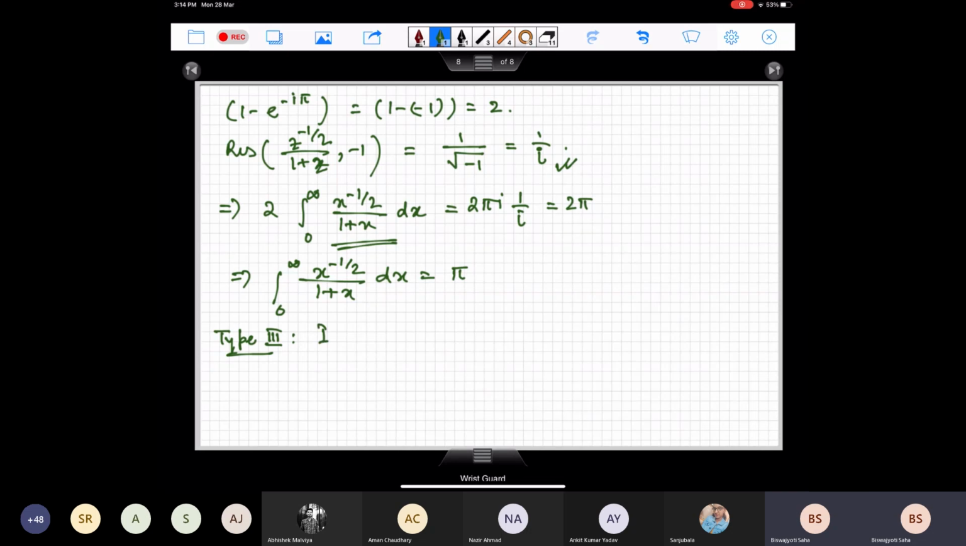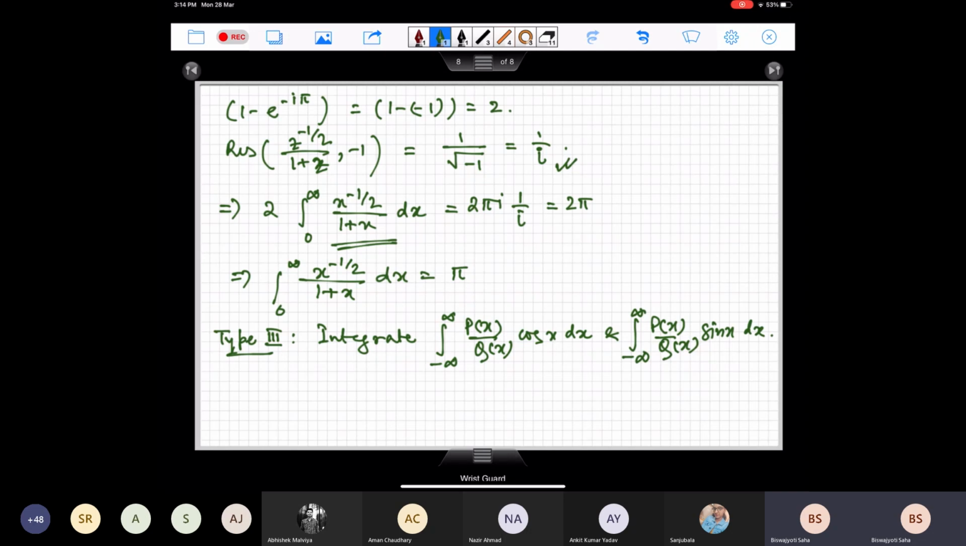So I integrate from minus infinity to plus infinity, p(x) upon q(x) cosine x dx, and from minus infinity to infinity, p(x) upon q(x) sine x dx. I am going to get these simultaneously, and both these integrals will be obtained.